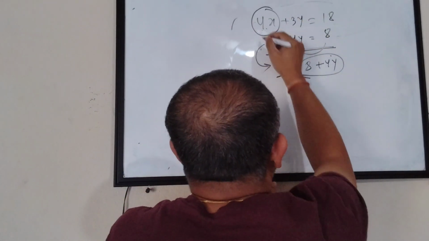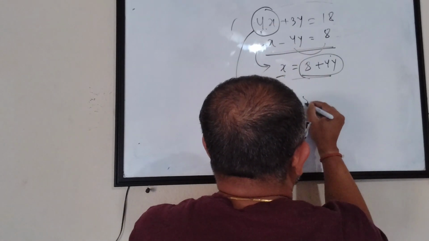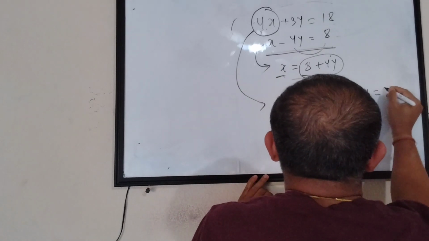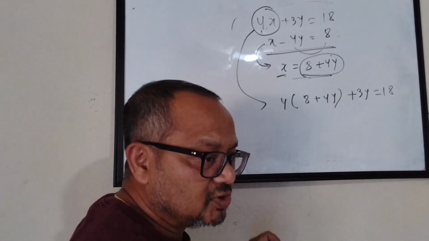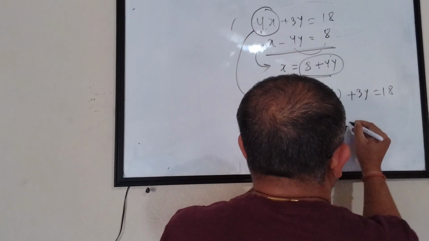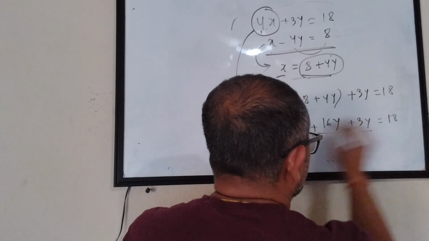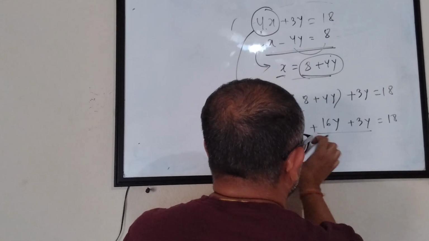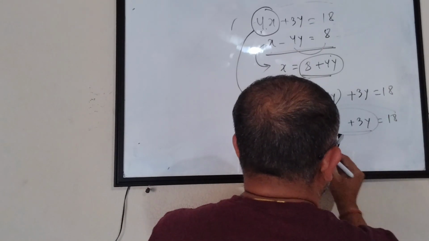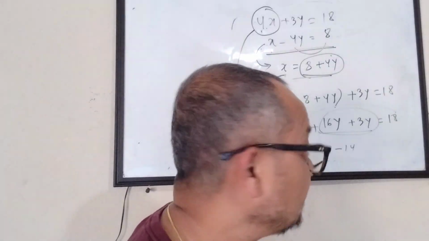So if I take this value of x and substitute here, it becomes 4 into x, which is 8 plus 4y, plus 3y equal to 18. Now you have everything to play around with. It becomes 4 into 8, which is 32, plus 16y plus 3y equals 18, and then you have 19y. So let's say 16 plus 3, 19y on one side, and make this guy go that side, equals 18 minus 32, which is minus 14, and then you can solve for it.